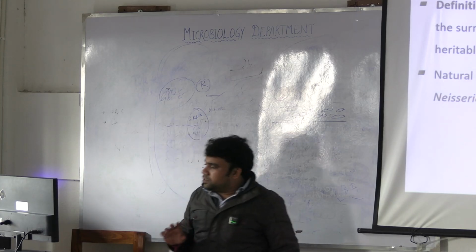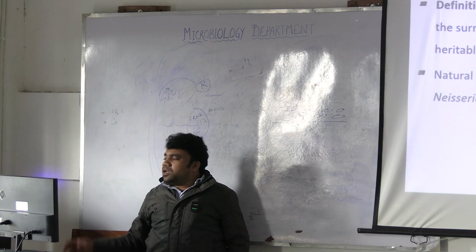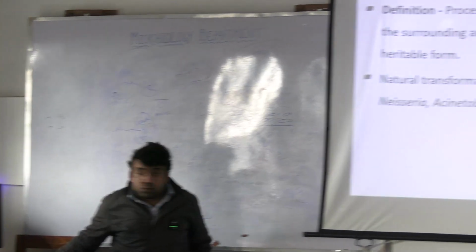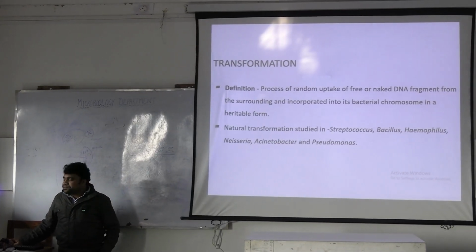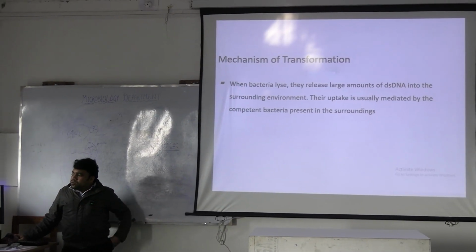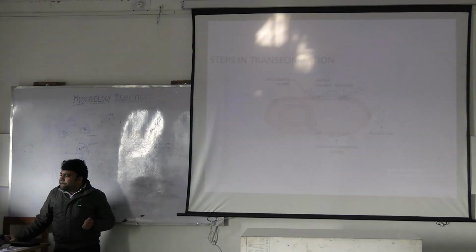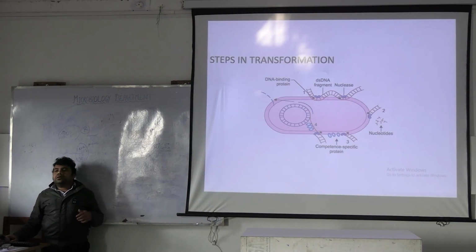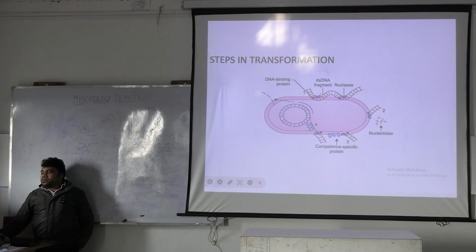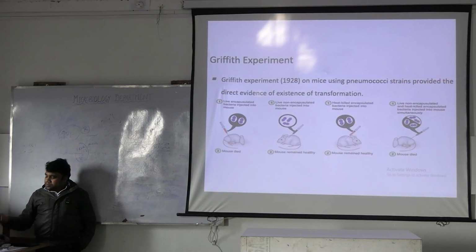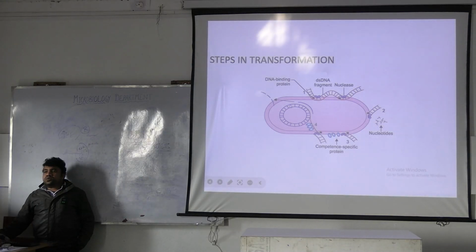Understood? So this happens in the natural environment, especially with organisms like Streptococcus, Bacillus, and you can see Acinetobacter and Pseudomonas. These are commonly associated with device associated infections. So that is the mechanism. These are the steps of transformation. First, as you can see, this is the bacteria which takes up the naked DNA. The DNA is split, and this DNA enters into the cell, and then it will integrate into the circular DNA of the bacteria.